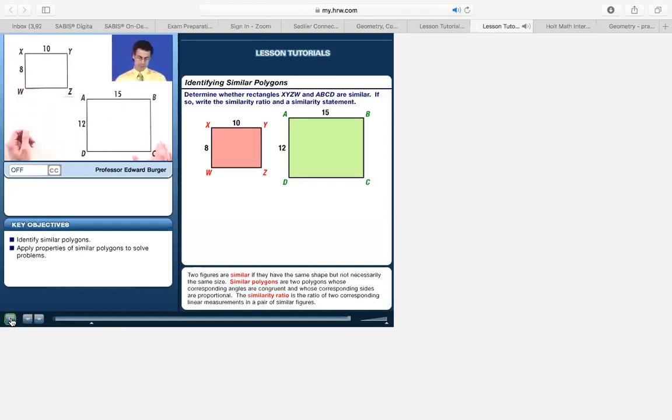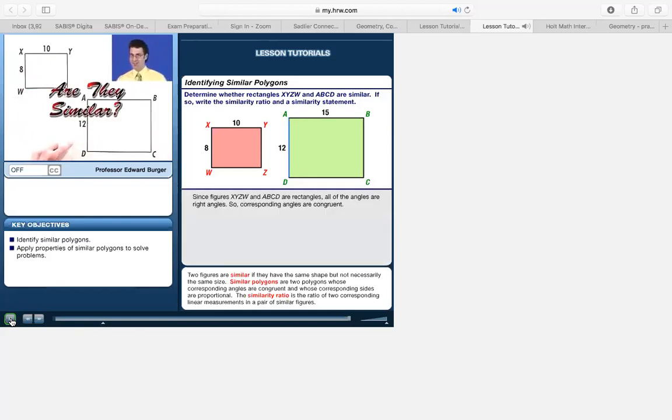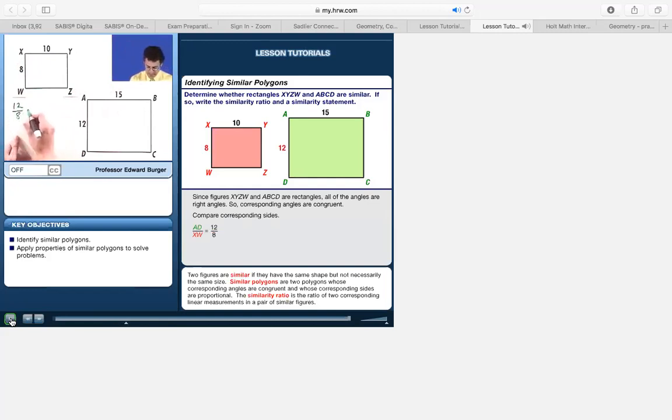Our first rectangle has sides 8 and 10. Our second rectangle, ABCD, has sides 12 and 15. Are they similar? Well, we can figure this out by taking a look at the ratios of corresponding parts and see if those ratios are equal or not. So let's take the smaller side of the larger rectangle and compare it to the smaller side of the smaller rectangle. So that's 12 over 8, and we can simplify that to 3 over 2.